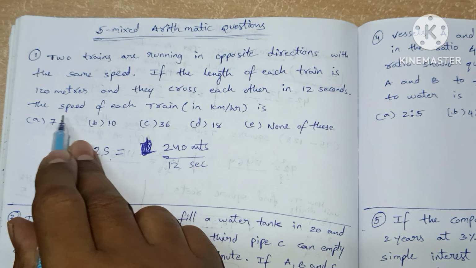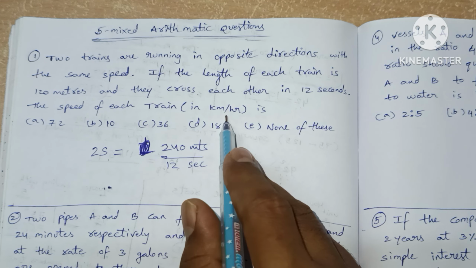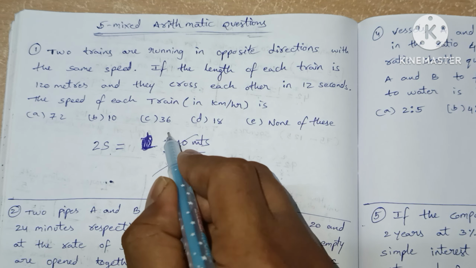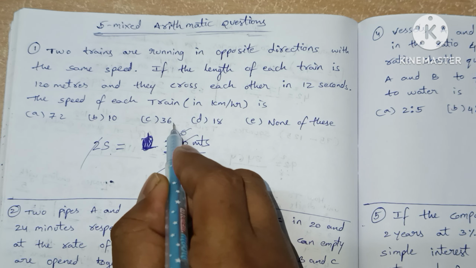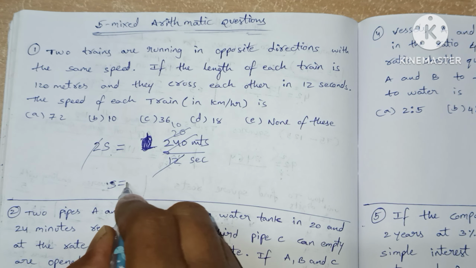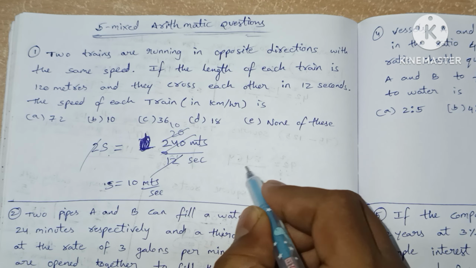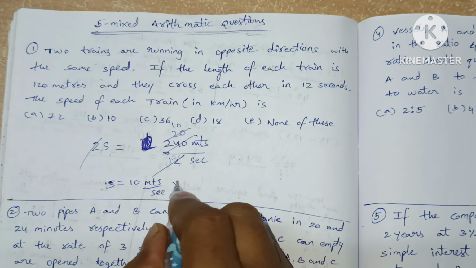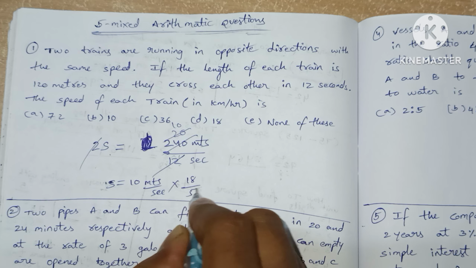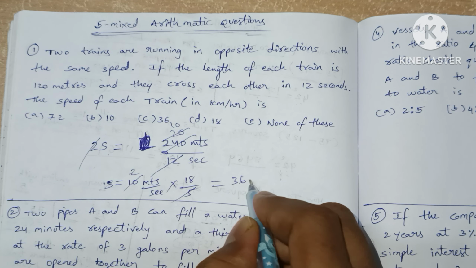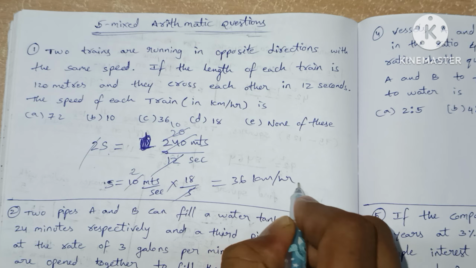So we need to find the speed of the train in kilometers per hour. So it will be 1200 divided by 120, we get S equals 10 meters per second. To convert meters per second into kilometers per hour, we will multiply this with 18 by 5. We get 10 times 18 by 5, which is 36 kilometers per hour. Option C.